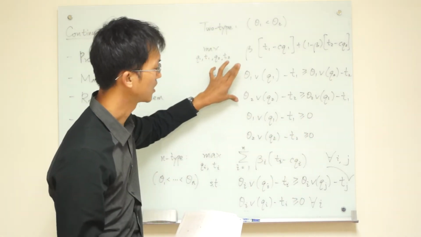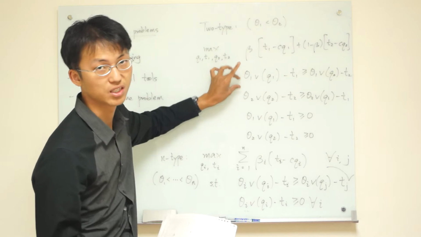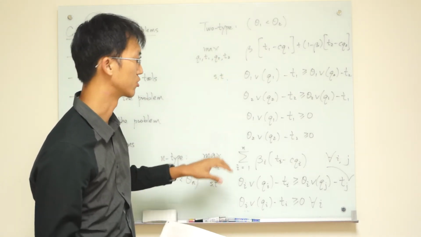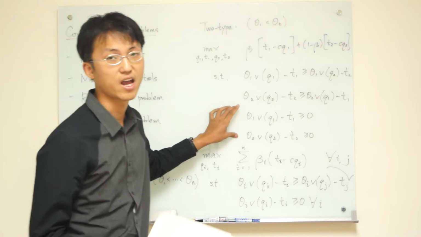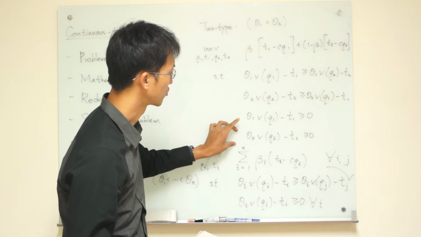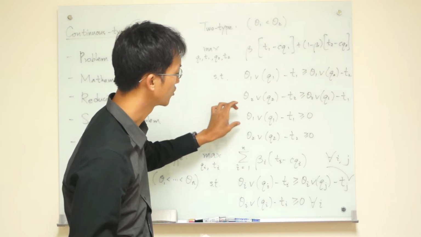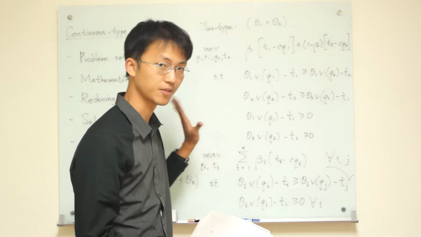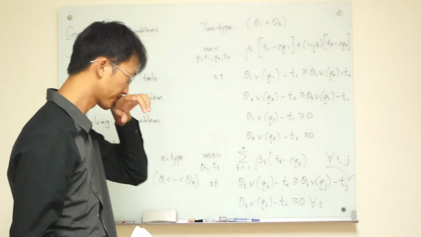The key is that we design contracts to be incentive compatible, so that we can induce them to tell the truth. Also, we need IR constraints to make sure that they will participate. So you have constraint 1 and constraint 2, making sure that each of them, by telling the truth, can earn some money. That's the two-type problem.